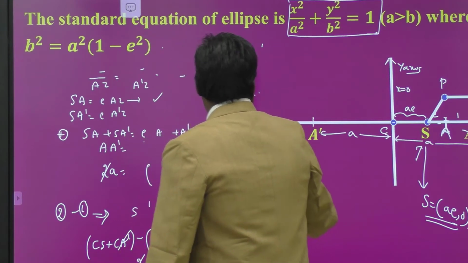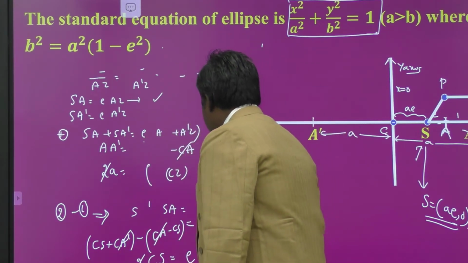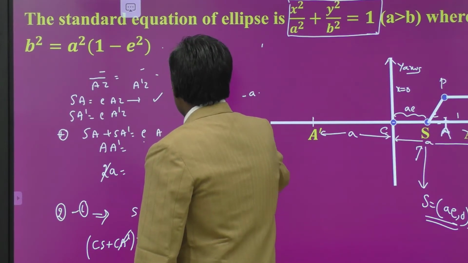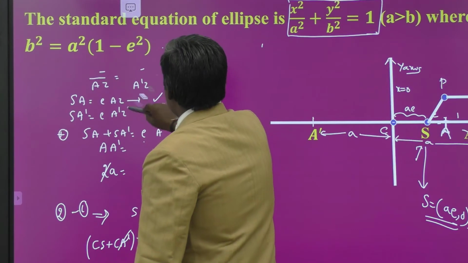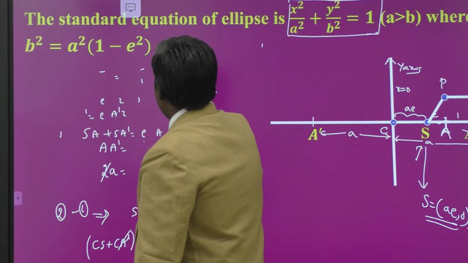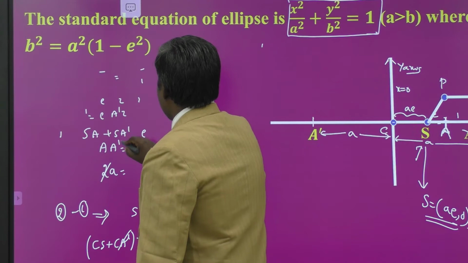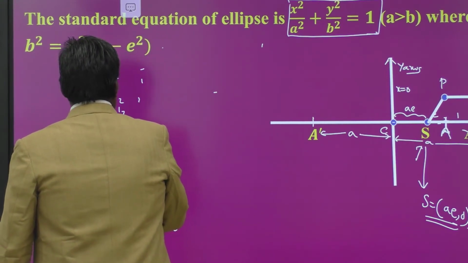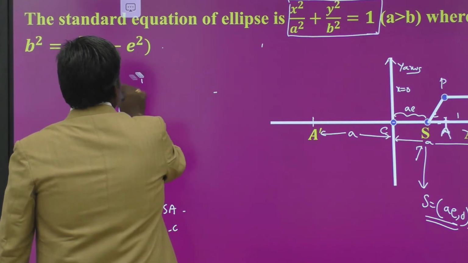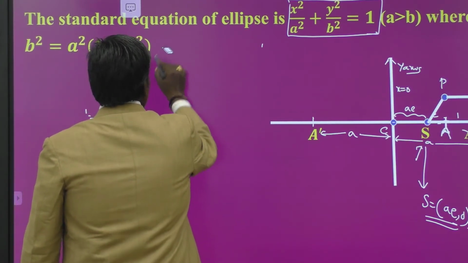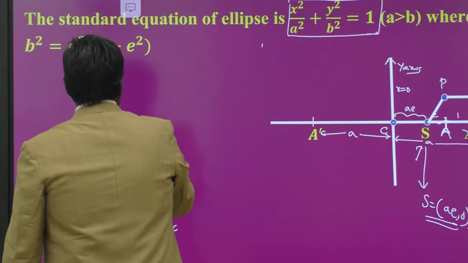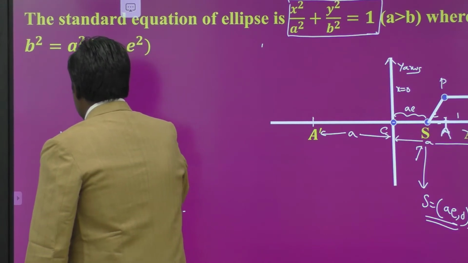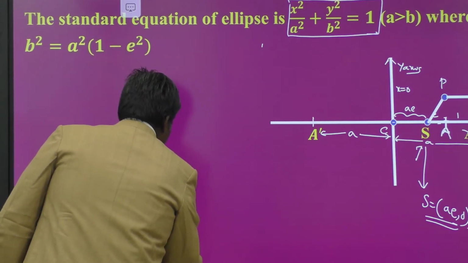So up to now we have the coordinates of the focus and its corresponding equation of directrix. What are the coordinates of focus? ae comma 0, and the equation of directrix is x equal to a by e, that is ex minus a equal to 0. Eccentricity is e. So by using these three values we can write the equation by using SP by PM is equal to e.